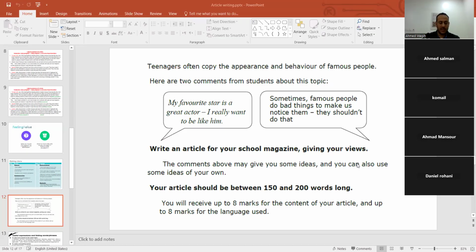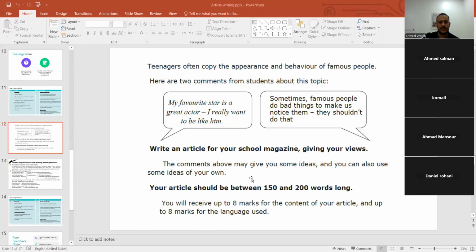So this is an example of how the question is in the exam. Write an article for your school magazine giving your views. So you will discuss both views, those who are for and those who are against, and you need to mention your opinion also in the conclusion and in the introduction. Your article should be between 150 to 200 words. Nowadays, it's less than that. It's about 120 to 160 words only.